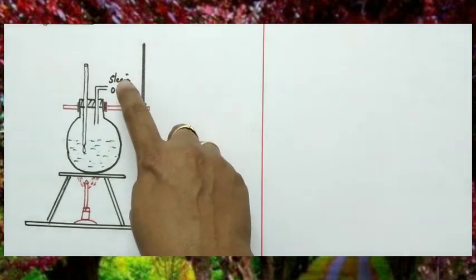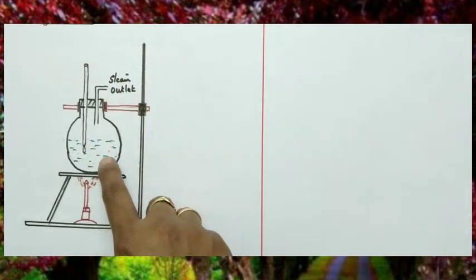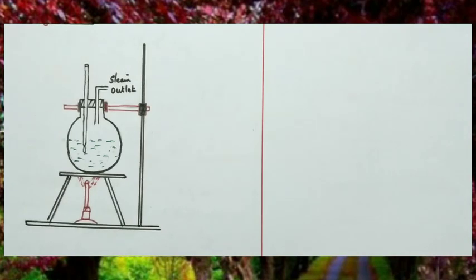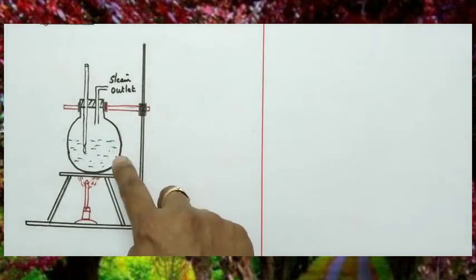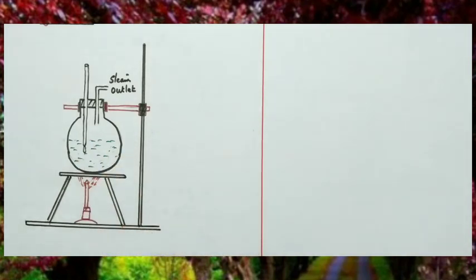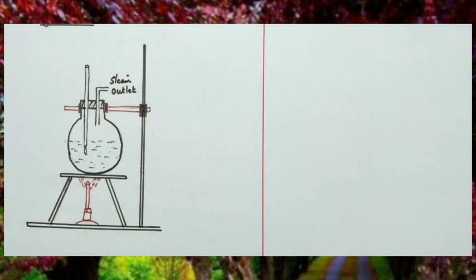So this shows that as pressure increases, what happens to boiling point? Boiling point increases. Thus boiling point increases with increase in pressure. So in order to start boiling again, we have to give more heat. Clear?